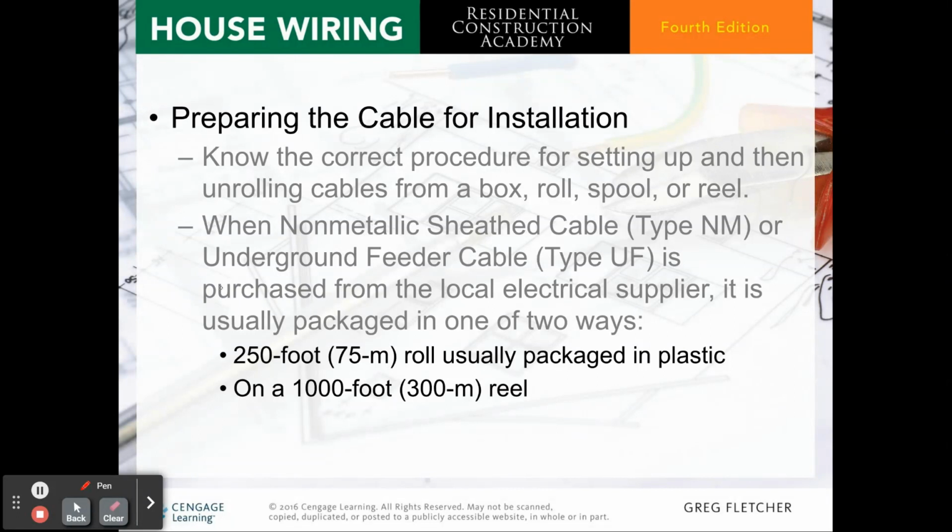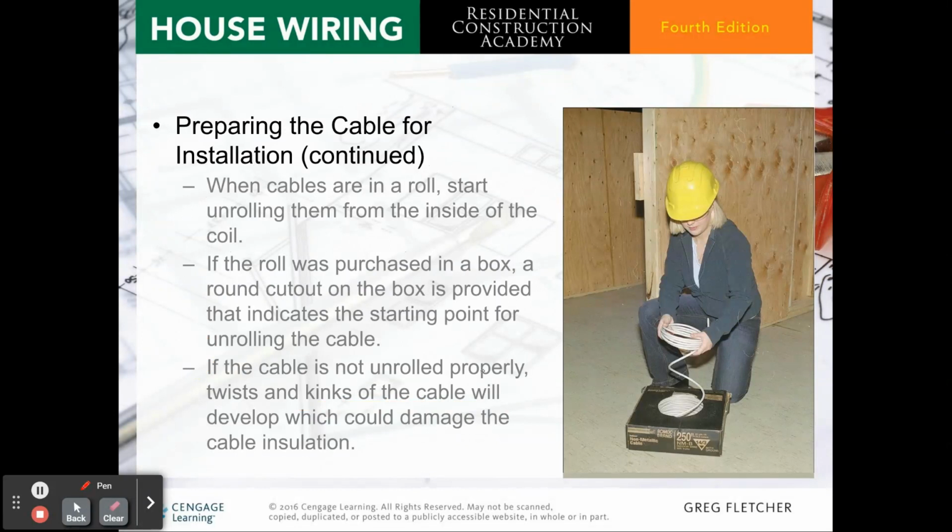When preparing the cable for installation, know the correct procedure for setting up and unrolling cables from a box, roll, spool, or reel. Non-metallic sheath cable, Romex, or underground feeder cable purchased from a local electrical supplier is usually packaged in one of two ways: a 250-foot roll, usually packaged in plastic, or on a 1,000-foot reel. When cables are in a roll, start unrolling them from the inside of the coil. If the roll was purchased in a box, a round cutout in the box indicates a starting point for unrolling the cable.